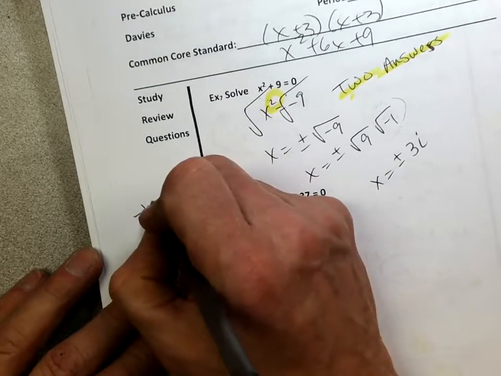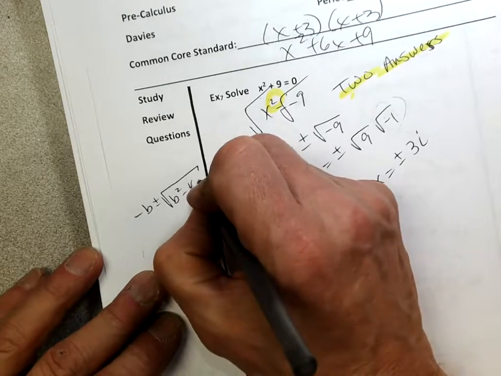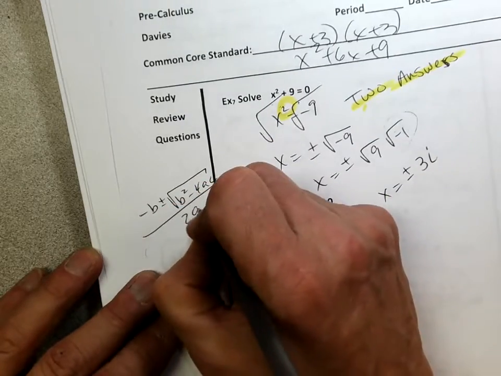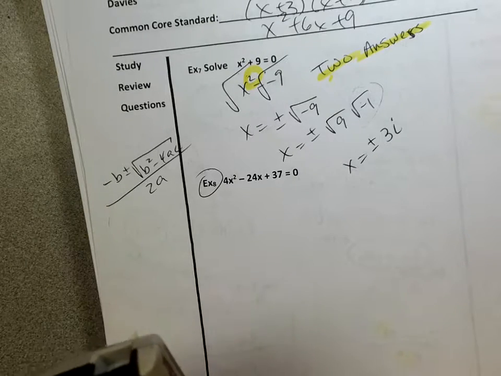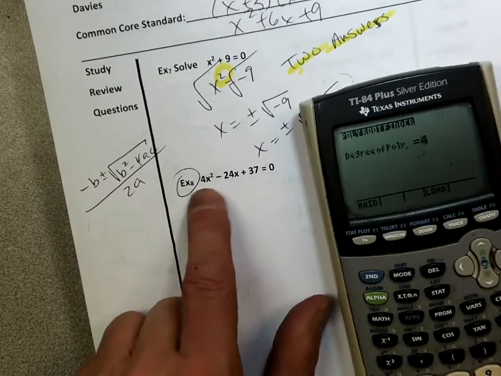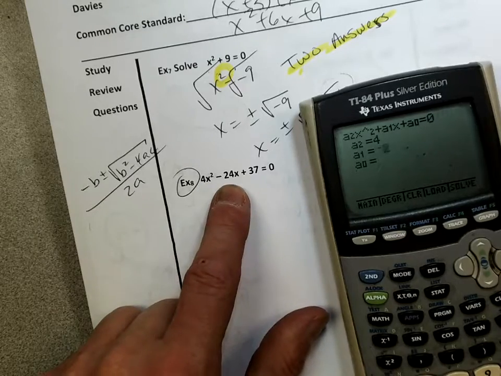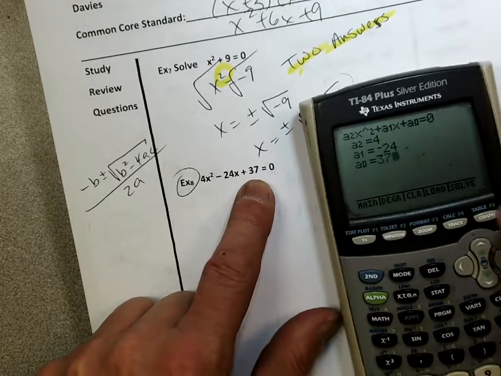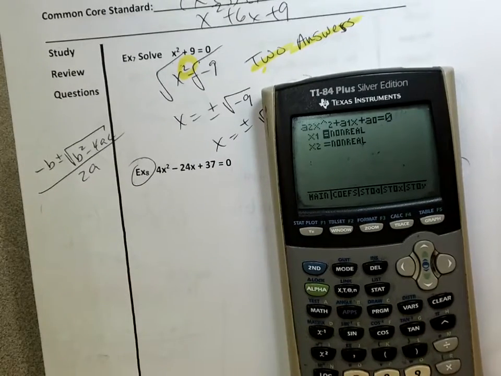Minus b plus or minus the square root of b squared minus 4ac, all over 2a. Now somebody's going to say, Mr. Davies, why don't you just use your calculator? All right, I could use my calculator. If I want to have the answer, first of all, I can go to my poly root finder, right? Degree 2, right? And I go 4, negative 24, 37, solve. Uh-oh. So my calculator won't do it.